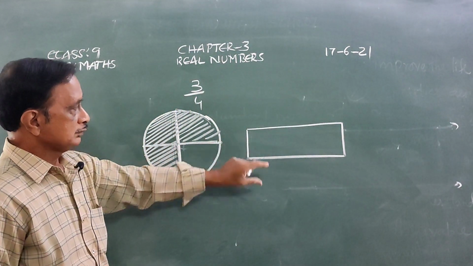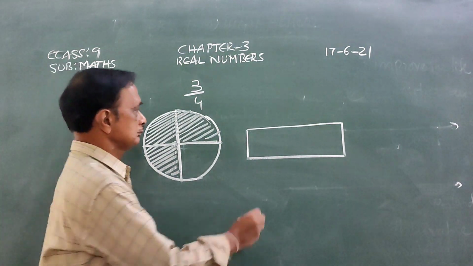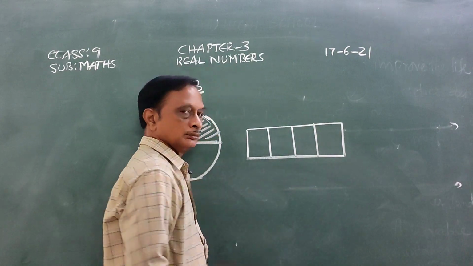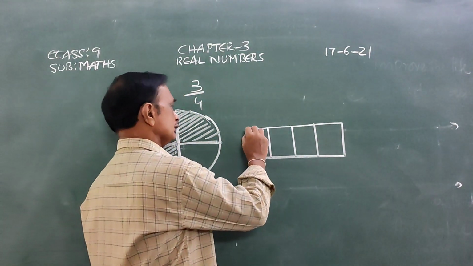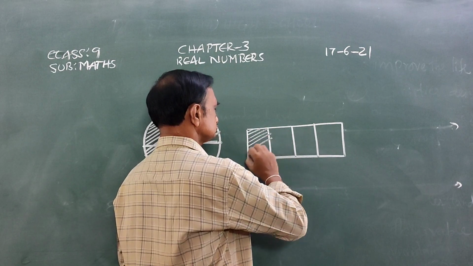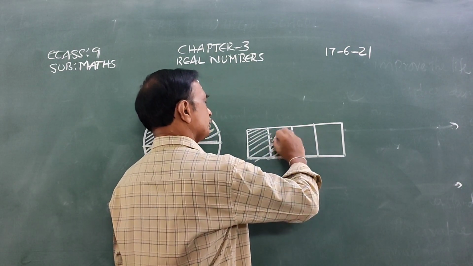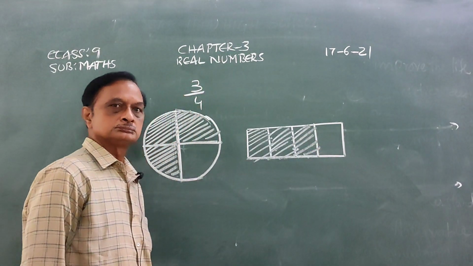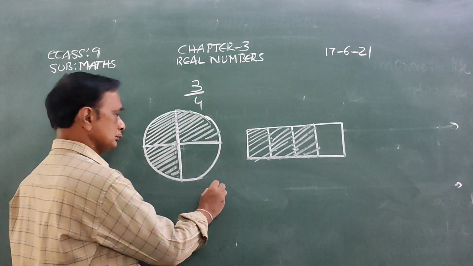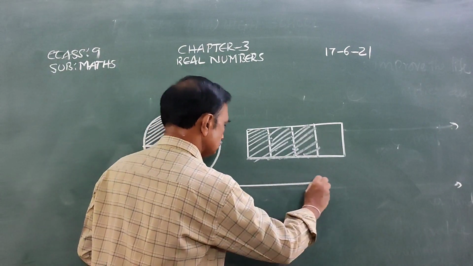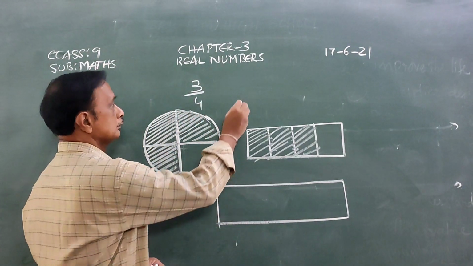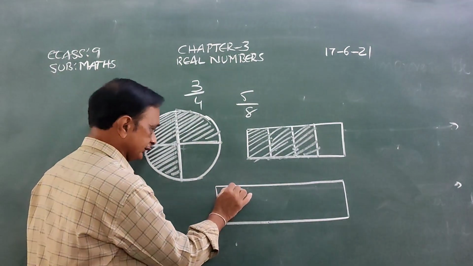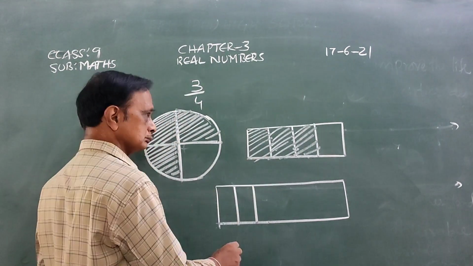Now divide this rectangular portion into 4 equal parts. 1, 2, 3, 4, and shade 3 parts. The shaded part represents 3 by 4. Suppose you want to express 5 by 8 pictorially, divide this rectangular part into 8 equal parts.